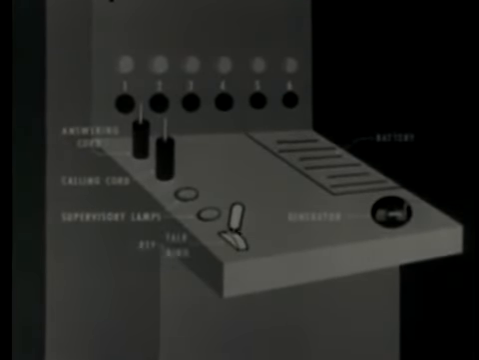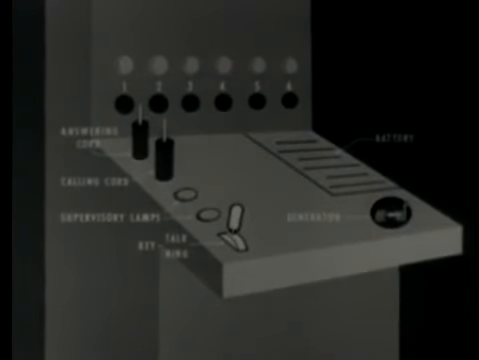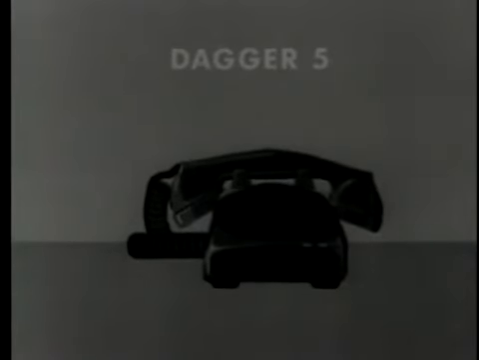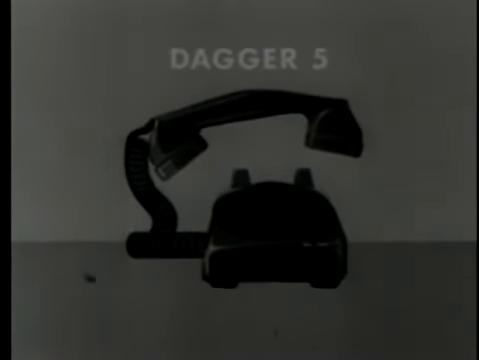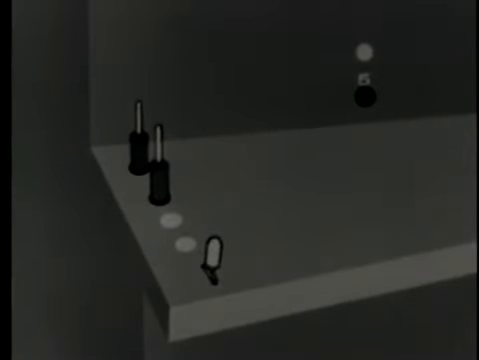The operator is provided with a key which, in one position, allows him to talk on the line, and in the other position allows him to mechanically ring any station on his board. Now we will see how much easier it is to place a call over this system. The operator is automatically signaled the moment a station takes the receiver off the hook. At the same time, the hook switch puts the battery in the transmitter circuit, making it ready for talking.